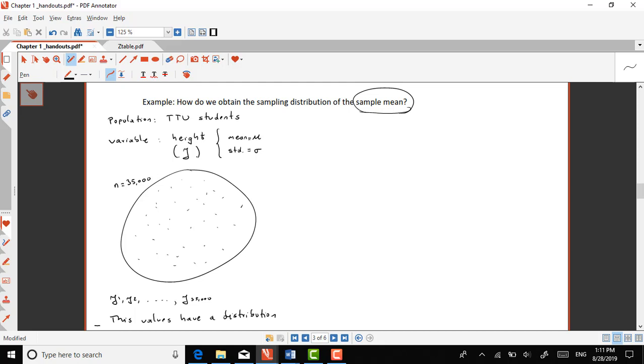That's the way that we tend to think about variables with distribution. But now what we're going to be talking about is the distribution of a sample statistic. So now let's see how that works. Remember, what we are talking about is the sampling distribution of the sample mean.